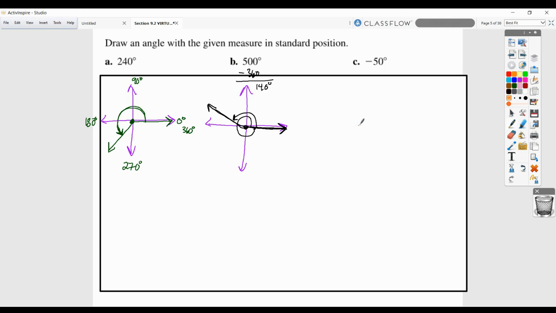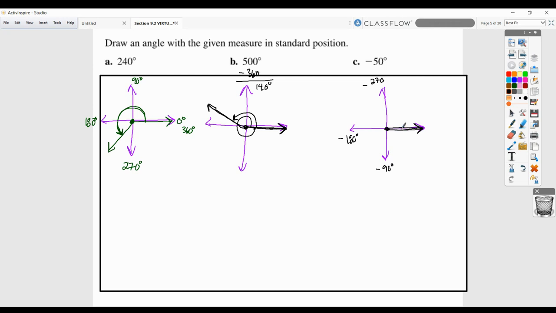Okay, last one on this page. Notice it's negative. So for a negative degree measurement, regardless of positive or negative, we always start with our initial side. Now, negative 50 degrees. When we're talking about negatives, remember, it just means you're starting at 0 and working your way around, so it's kind of backwards. This would be negative 90. This would be negative 180. And this would be negative 270. And then you work your way around, back to normal.